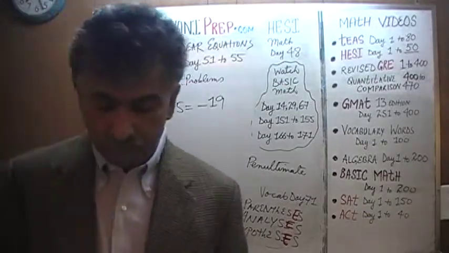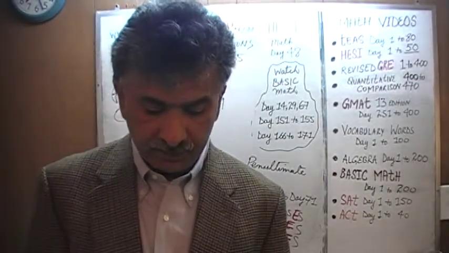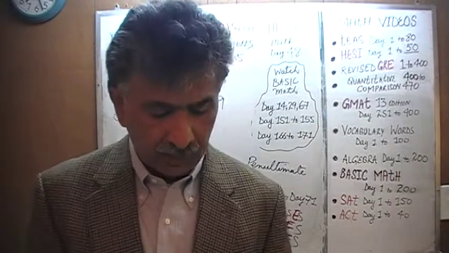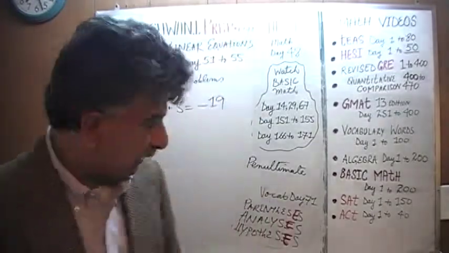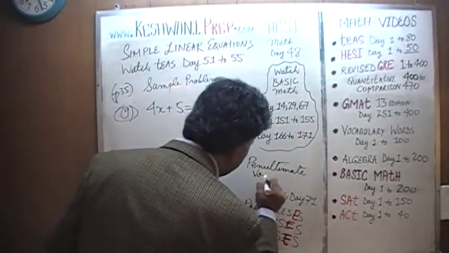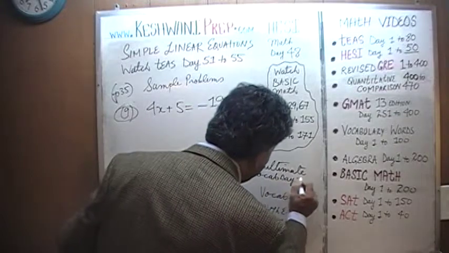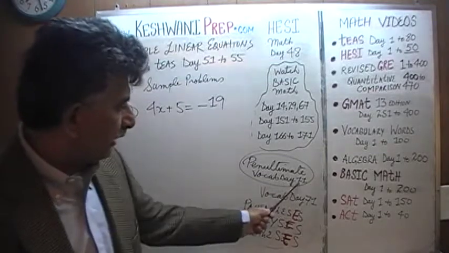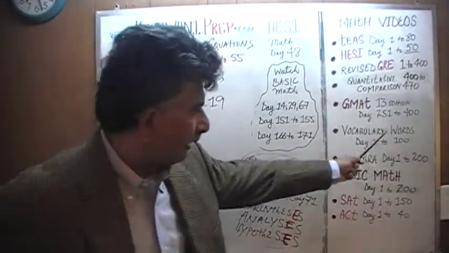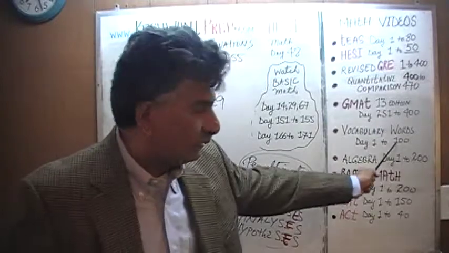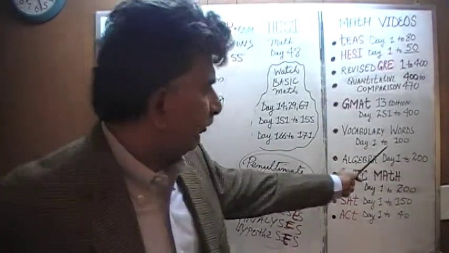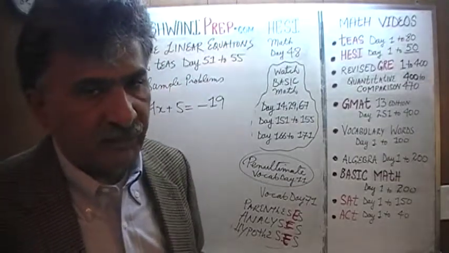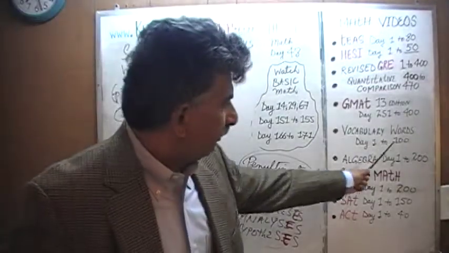Penultimate, as you know, we have come across this word many times. It's just a very fancy way of saying second to the last. We learned this word in our vocabulary lessons on day number 11. Just type in vocabulary words, day 11, and you will see the video. It's supposed to be 1 through 100, but as I speak right now there are 75 videos, and I have 25 more to do.